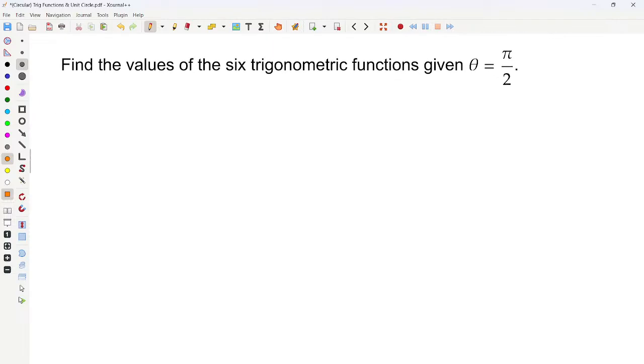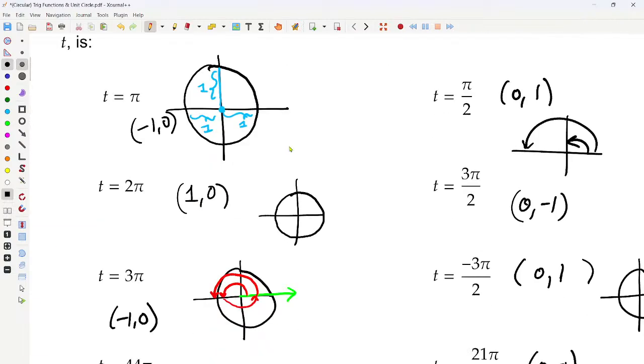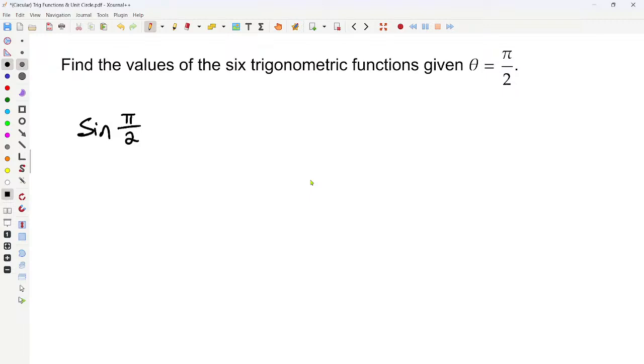Okay, so find the value of the 6 trig functions given this following angle. What's the sine of pi over 2? I'm going to take my time with this one, but we did a lot of things. I want to put it together. Pi over 2. You told me earlier 0, 1. So you know how to rotate. So you're thinking 0, 1. We're associating this with the point 0, 1.